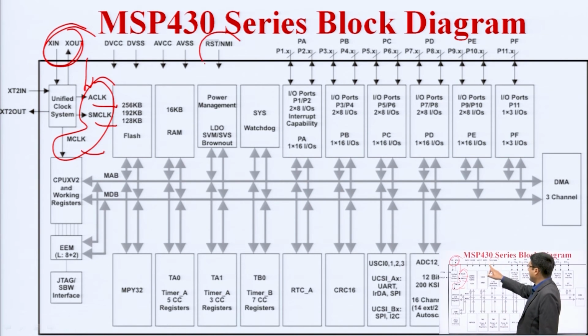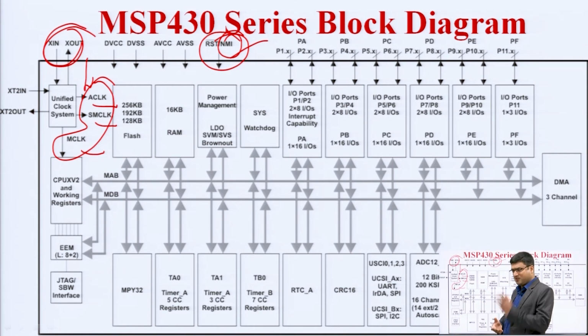After that, reset and NMI, that is maskable and non-maskable interrupts, are available in the MSP430 microcontroller. Non-maskable means which cannot be disabled. Maskable means it can be disabled, and non-maskable means it cannot be disabled. So if any interrupt goes into the microcontroller MSP430, it should be handled. It should be accessed by the MSP430. These are the signals we have seen.